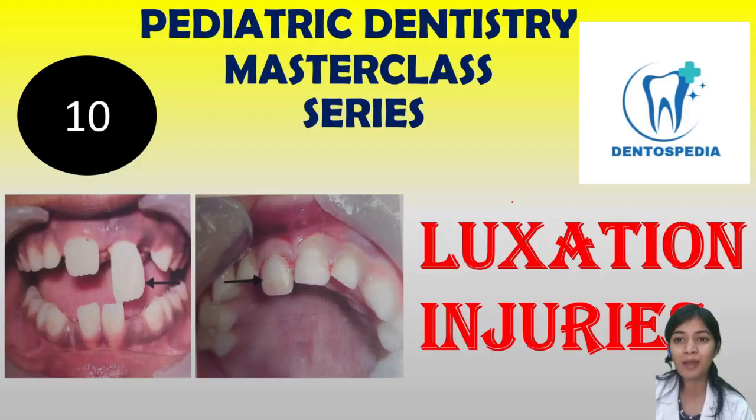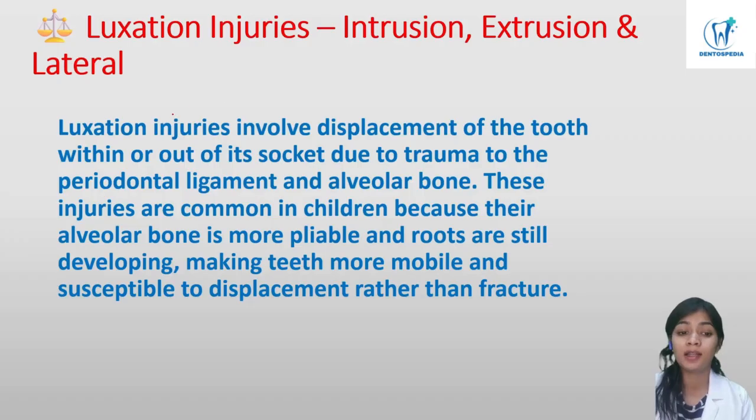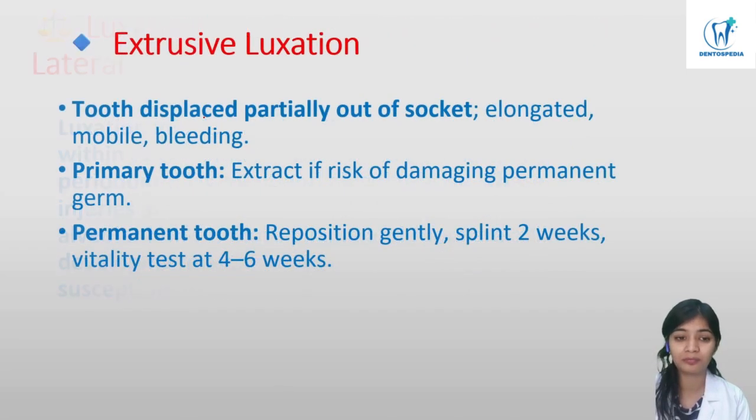So today I'm going to teach you a short topic on luxation injuries. So let's get started with the topic. Luxation injuries are the trauma-related displacements of the tooth within the socket in the alveolar bone without actual loss of the tooth structure itself. The damage is primarily to the supporting structure, the periodontal ligament, the alveolar bone, and the gingiva. So see, first is extrusive luxation.